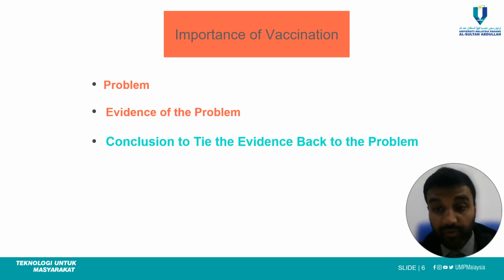And then the evidence of the problem. We have provided the evidence, like the definition. In this case, polio vaccination, we have to show Nigeria and African countries. A lot of countries have this serious problem with the vaccination of polio. So that's why we are starting this campaign in Pakistan to try to achieve the target. And then the conclusion to tie the evidence back to the problem.